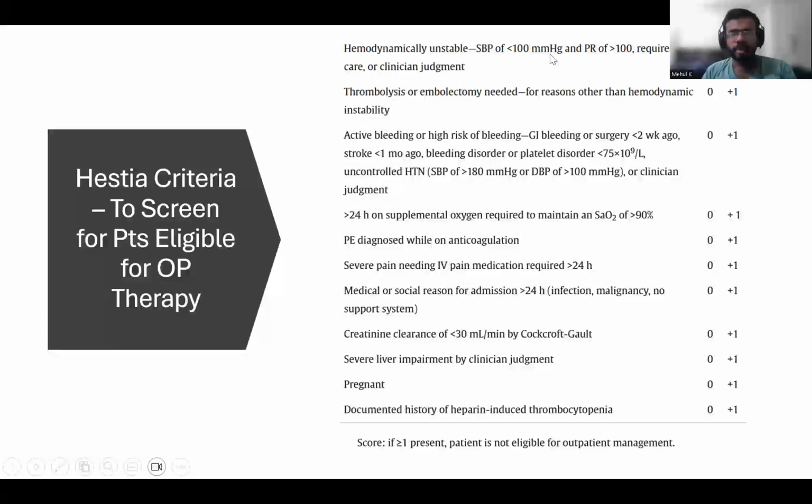Obviously, if the patient is hemodynamically unstable, you are not going to discharge them. If the patient is having high bleeding risk, GI bleed or recent surgery, you are not going to discharge them. Also PE diagnosed while on anticoagulation, severe pain needing IV medication, renal failure, severe CKD stage 4, 5, they are not going to be discharged. Severe liver disease, basically any kind of severe comorbidities, high risk of bleeding, hemodynamic instability, you are not going to discharge the patient. But if you are having a low risk PE and all of these criteria are met, then you can actually discharge the patient.